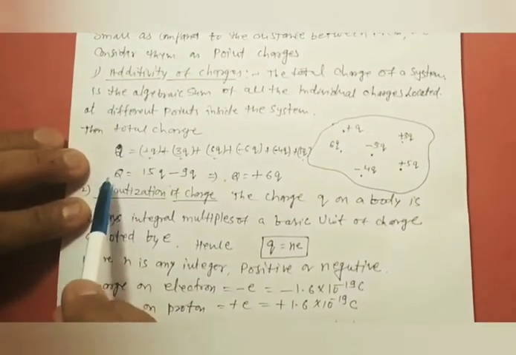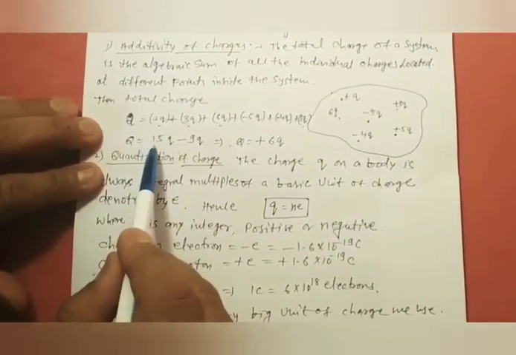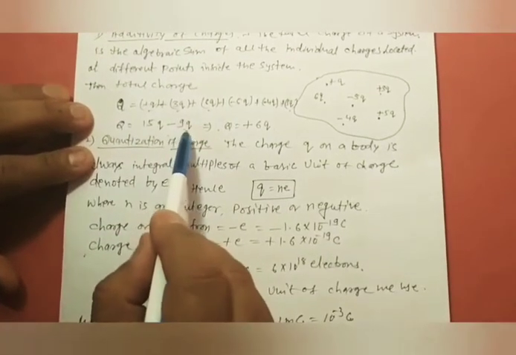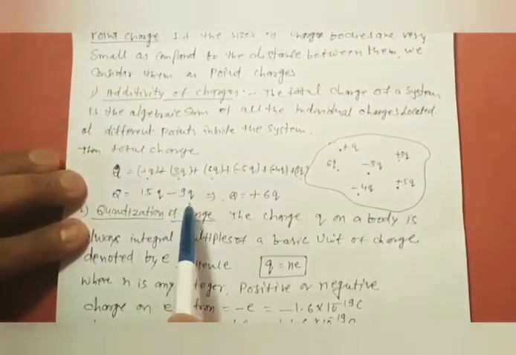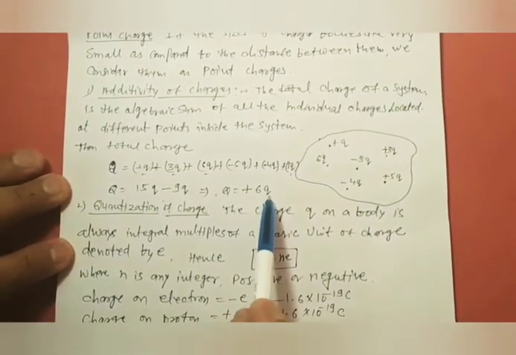First we add positive charges and negative charges. So we get 15Q as the positive charge and -9Q as the negative charge. So the resultant we get is Q equal to +6Q.